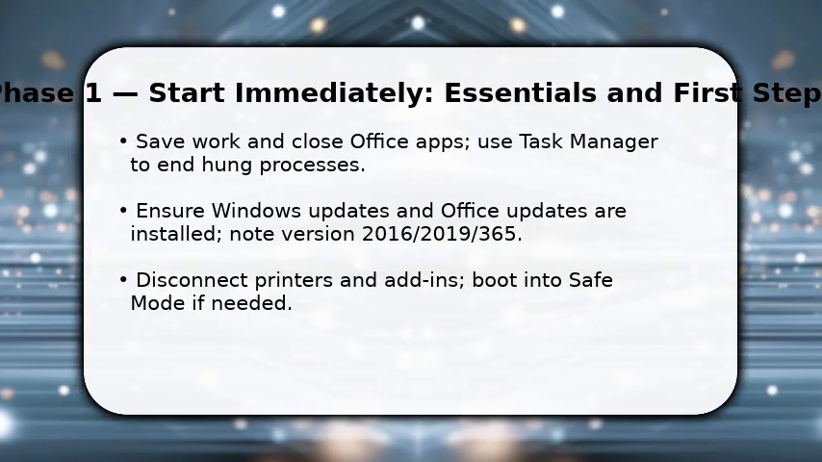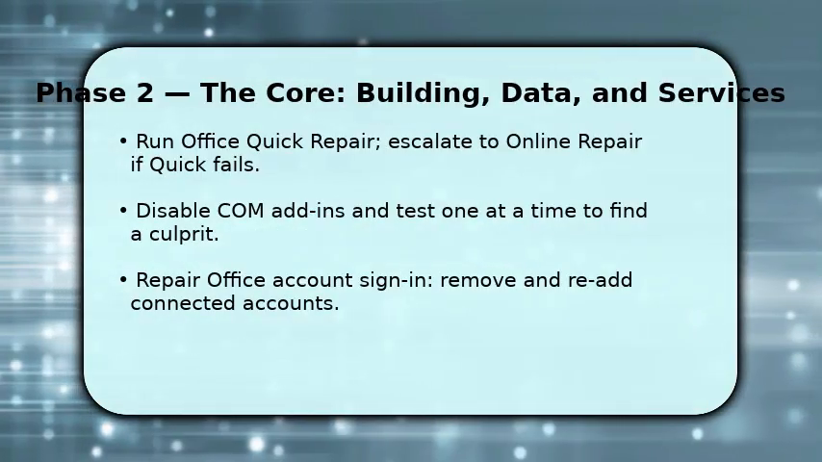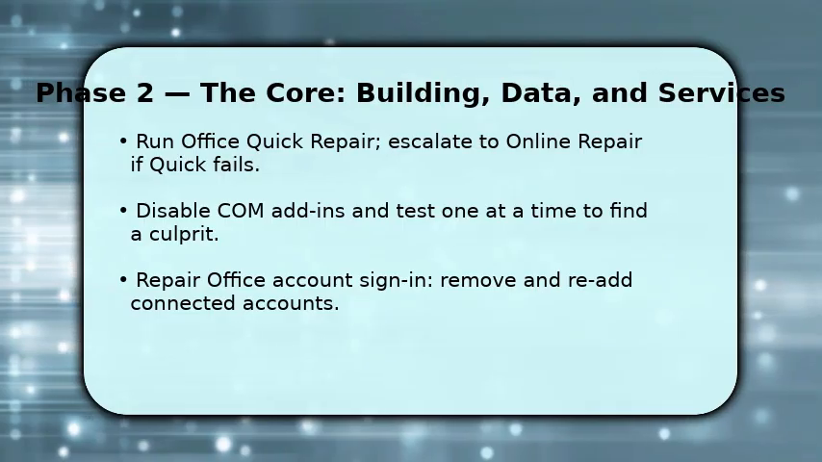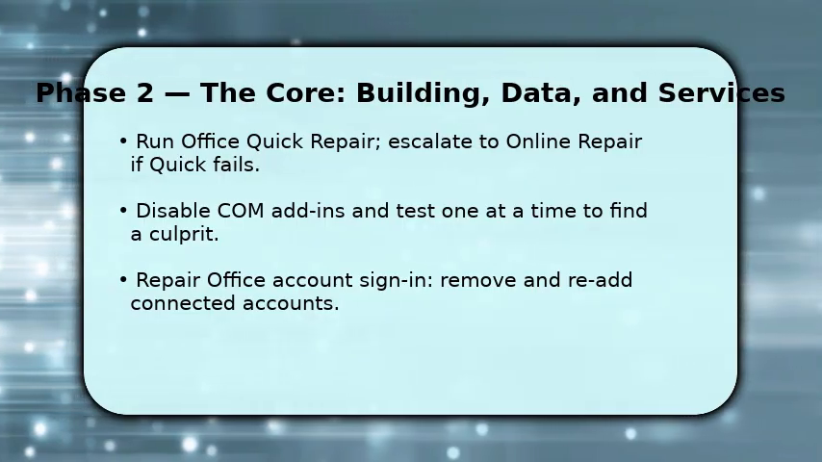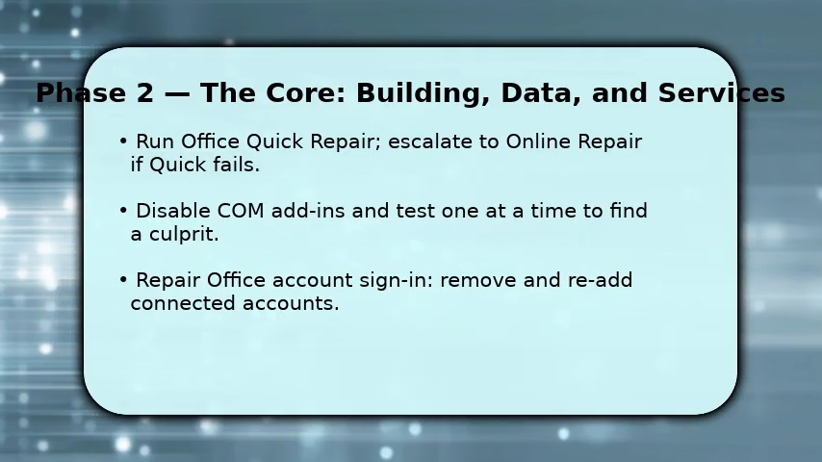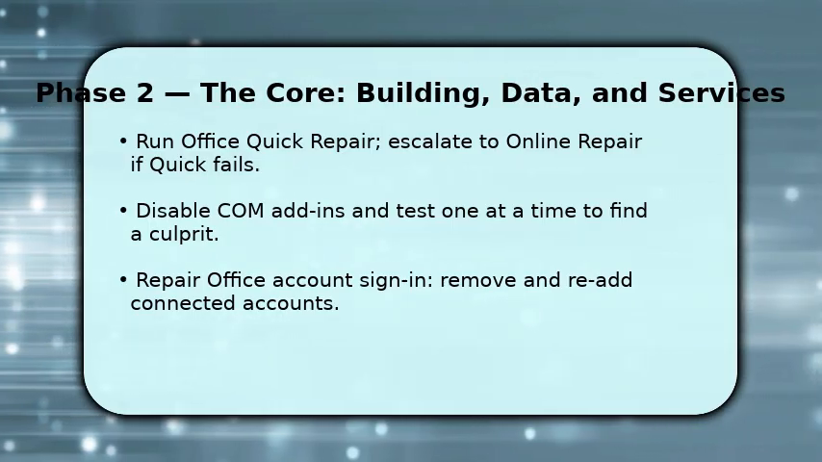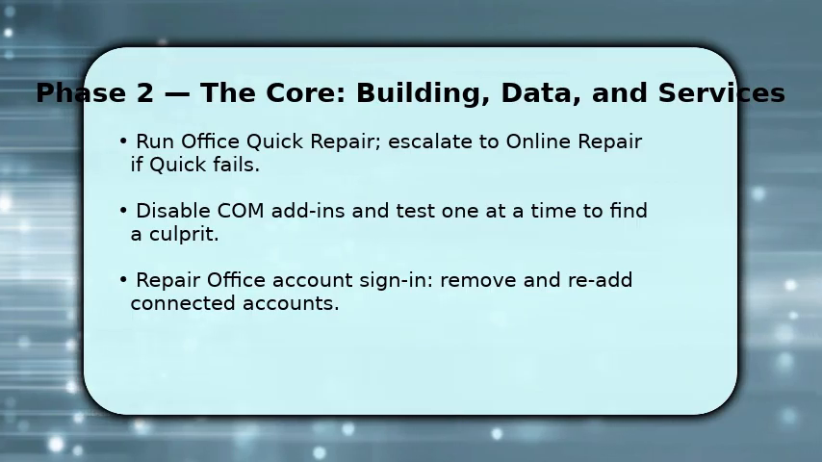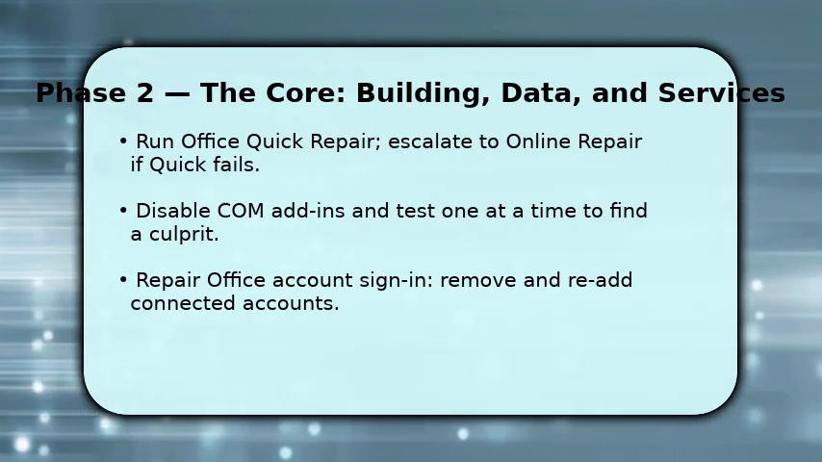Open Settings apps, select Microsoft Office, then choose Quick Repair. This is fast and non-destructive. If problems persist, run Online Repair. It reinstalls core files. Next, disable COM add-ins from File Options add-ins. Uncheck and re-enable them one by one to isolate the bad extension.